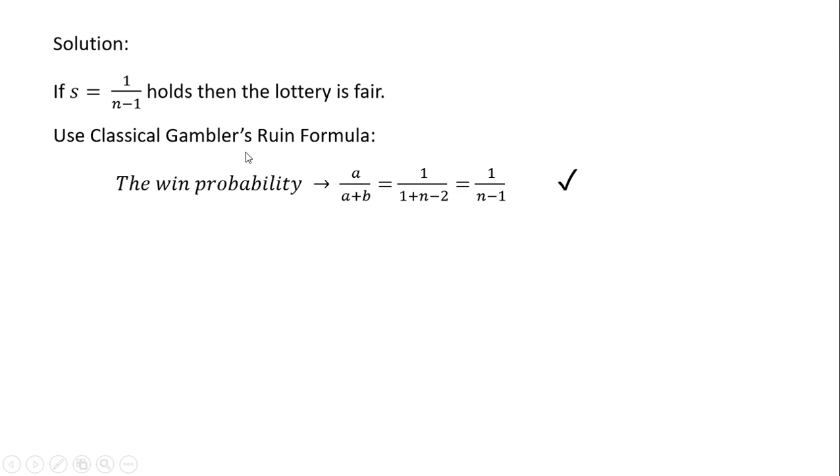We use the classical gambler's ruin formula. As I said earlier, there is an interesting property that when the probabilities are equal, or in our case, that we want to prove the lottery is fair, the classical gambler's ruin formula takes this form: a divided by a plus b. And if you put the variables in the spots, we get 1 divided by n minus 1, which we wanted to prove, and which means our lottery is fair. This is what we wanted to achieve.